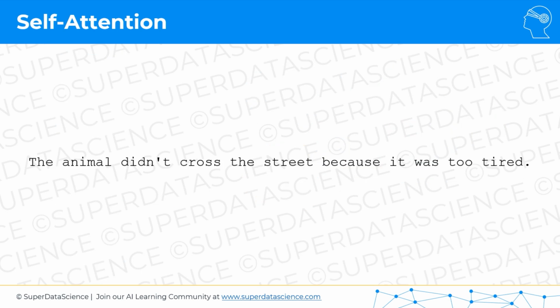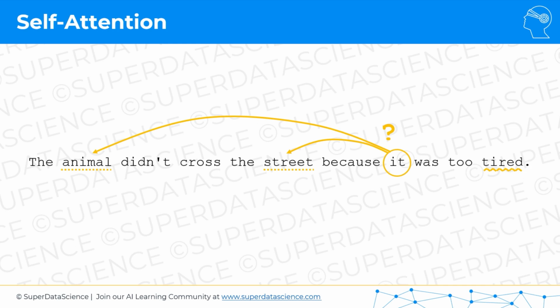Let's talk a bit about what this contextual meaning is. Here's a sentence: The animal didn't cross the street because it was too tired. What do you think the word "it" refers to? Does it refer to animal or street? For an English speaker, it's very easy to say right away that the word "it" refers to animal, of course. But if you think about it, how do we know that? We know that because of this word at the end, tired.